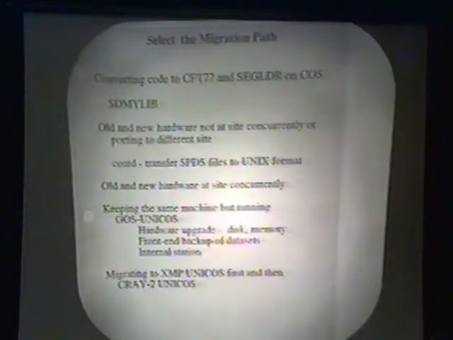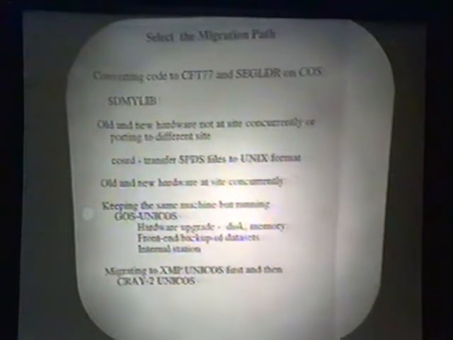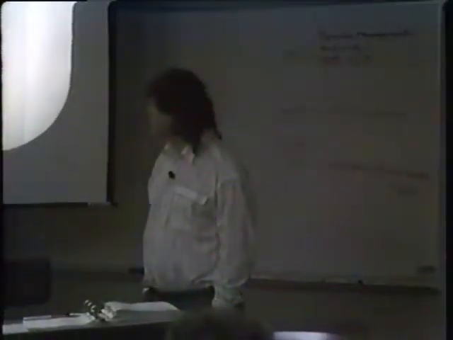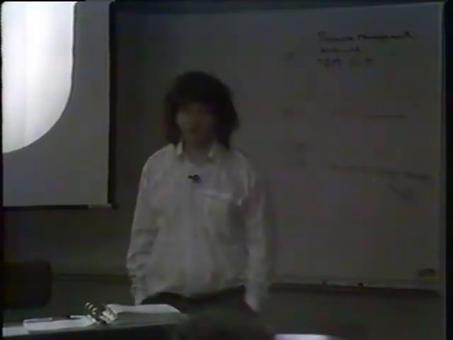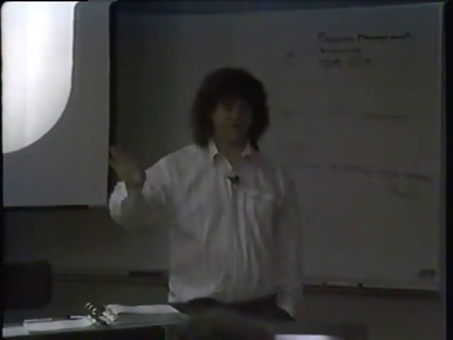Several sites have though, and it keeps them away from the next option, which is GOS. Keeping the same machine but running GOS. If you're in a GOS environment plan, you want to look at hardware upgrades such as adding disks, 2 disks maybe. They'll always be useful in UNICOS. Memory, tough thing is for older machines, Cray 1s, getting memory parts for them, so you may not have much of an option there. Front-end backup of data sets may be an option.